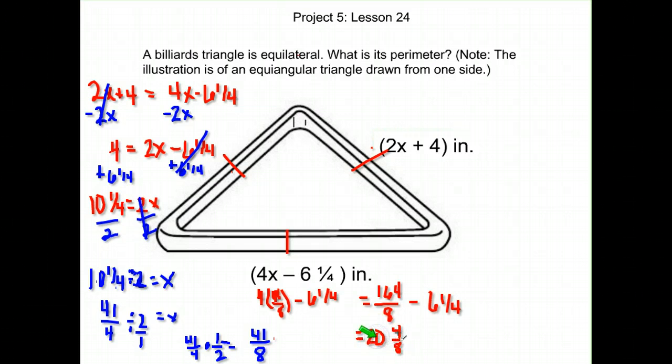So I have 20 and 4/8 minus 6 and a fourth. Now we have a new problem. We don't have a common denominator, but luckily notice this one will reduce so that we have fourths and fourths. We can reduce this. 8 divided by 2.